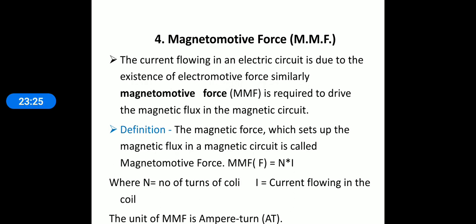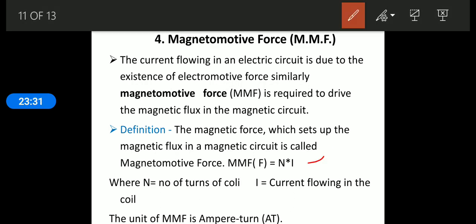The magnetomotive force is denoted by capital F. It is given as F equals N into I. N is the number of turns of the coil and I is the current flowing through the coil. The unit of MMF is ampere turn, denoted by capital AT.